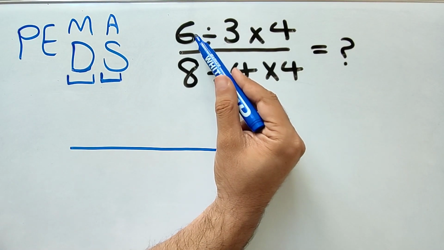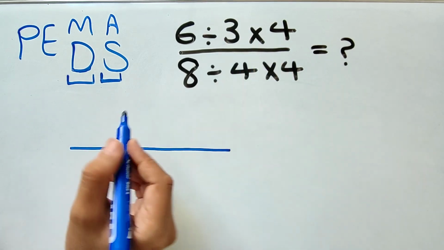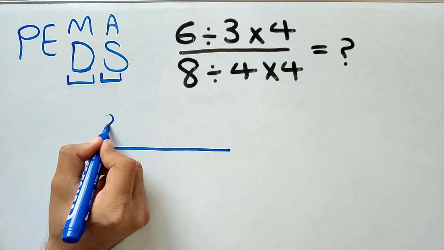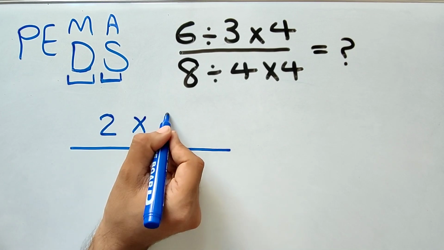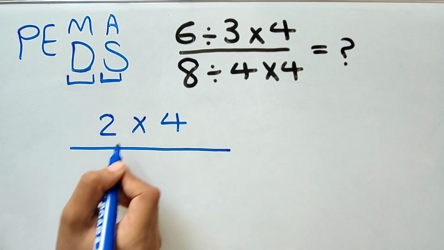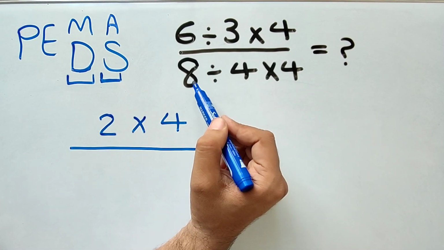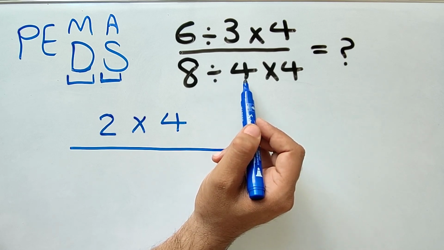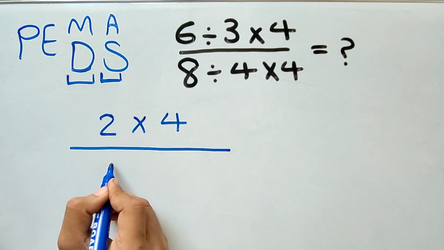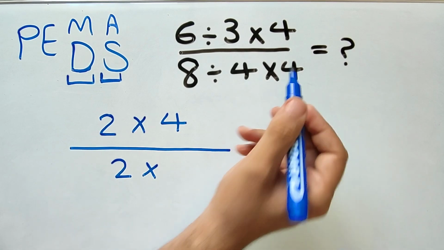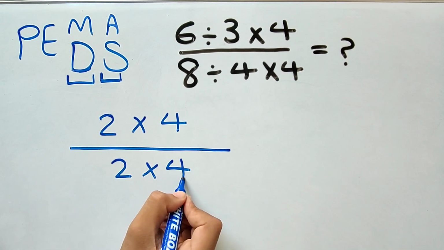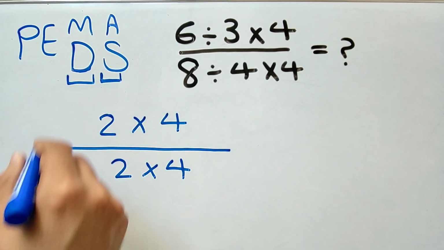Now, 6 divided by 3 gives us 2 times 4. And in the numerator, we have 8 divided by 4 gives us 2 times 4. Now, we can simplify this expression.